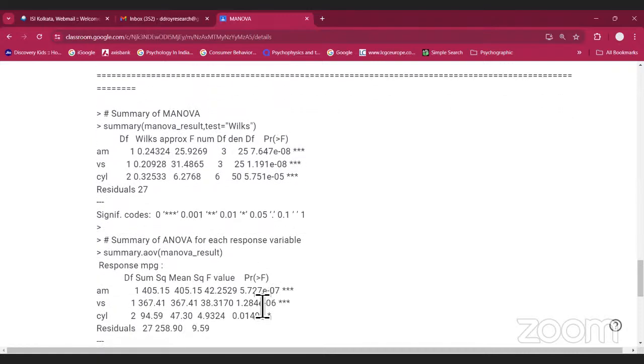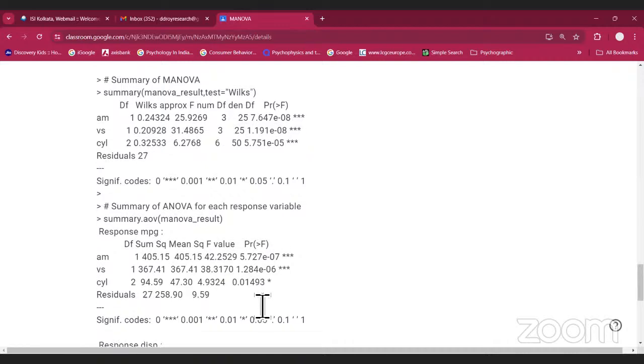Next is the summary of ANOVA. Here you can find the three independent variables and their effect on a single dependent variable. Here you can find the F value. Particularly for MPG, more effect is there in the case of AM and VS, but not CYL. So MPG is the dependent variable, and it is affected more by AM and VS.